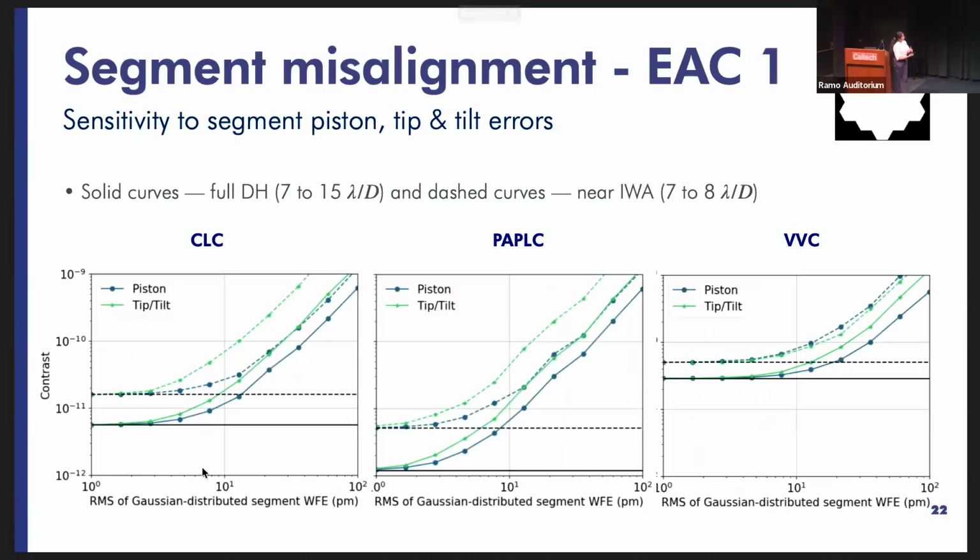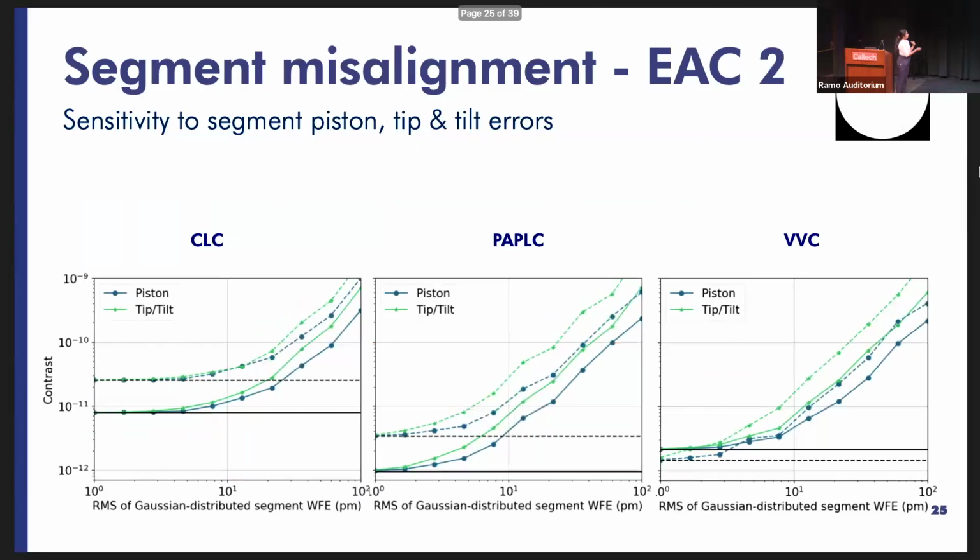And then similarly, we look at how sensitive they are to segment misalignment errors in terms of piston, tip, and tilt. Here it's with the AAC1 pupil, and each plot is for a different architecture. The solid curves are how the contrast degrades within the full dark hole, and the dashed curves are how they would degrade at the edge of the inner working angle. Here it's interesting to see that independent of the architecture, they all start to hit that threshold at about the same level of the segment wavefront error.